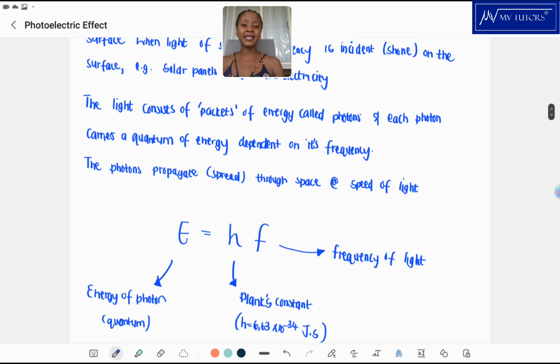Now we said that these photons have energy, called a quantum, and that is represented with this E over here. That will be equal to h times f. h refers to Planck's constant. This is given in your formula sheet, so you don't have to cram it, but there it is: 6,63 times 10 to the power negative 34 joule seconds. Then times the frequency of light, which is measured in hertz.